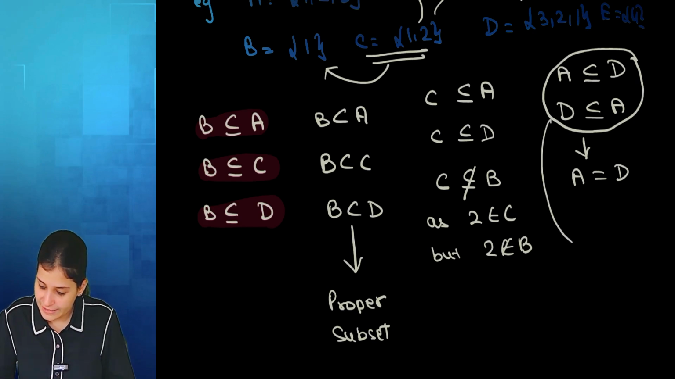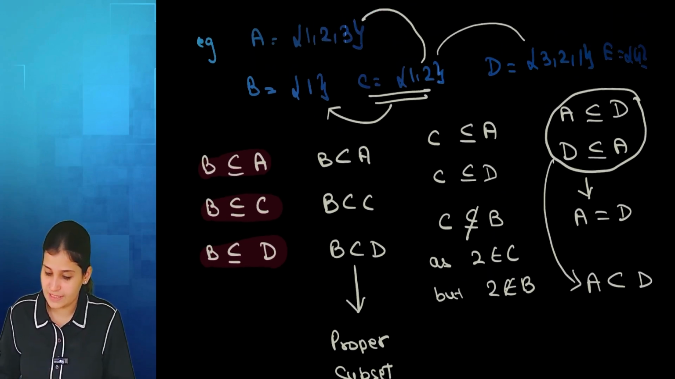Can I do that for A and D? Can I write A is a proper subset of D?